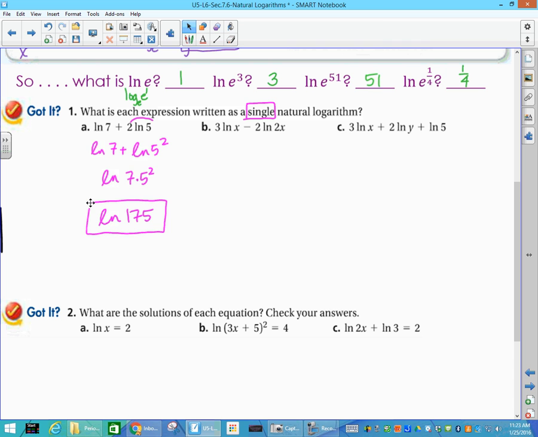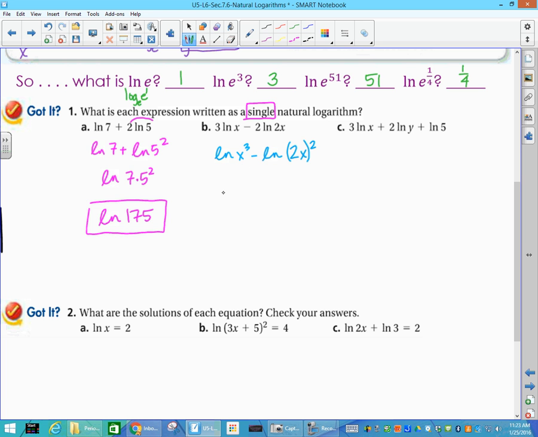It says 3 ln x minus 2 ln 2x. Okay, so we know that 3 is going to be our exponent. So we have ln of x cubed minus ln of 2x squared. And if you write it like that, y'all, then that says the squared is only on the x. And this whole thing is what I'm taking the log of, so that needs to be in parentheses because we need to know to distribute that.